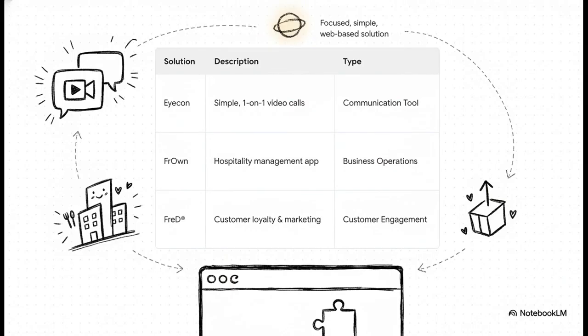And when you look at their other products, you really start to see the pattern. Eyecon isn't some one-off idea. Whether they're building a communication tool like Eyecon, or a hospitality management app, or a customer loyalty program, the DNA is always the same. Create a focused, simple, web-based solution that solves one specific problem really, really well.